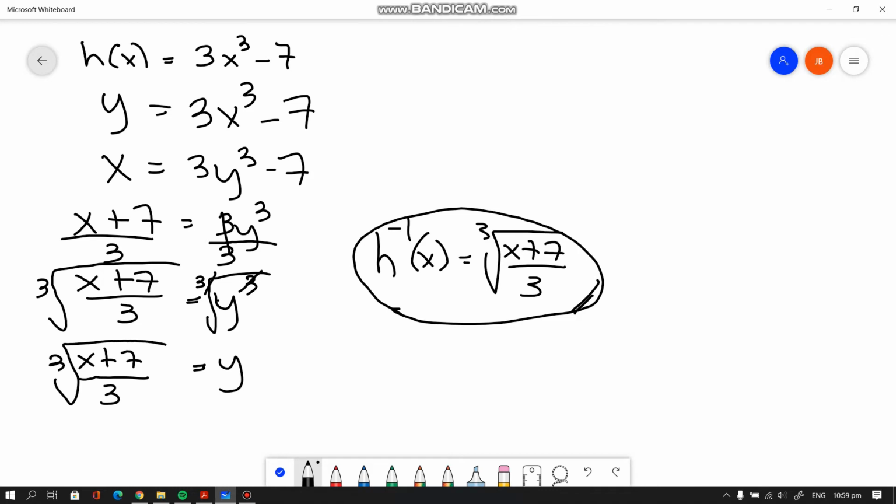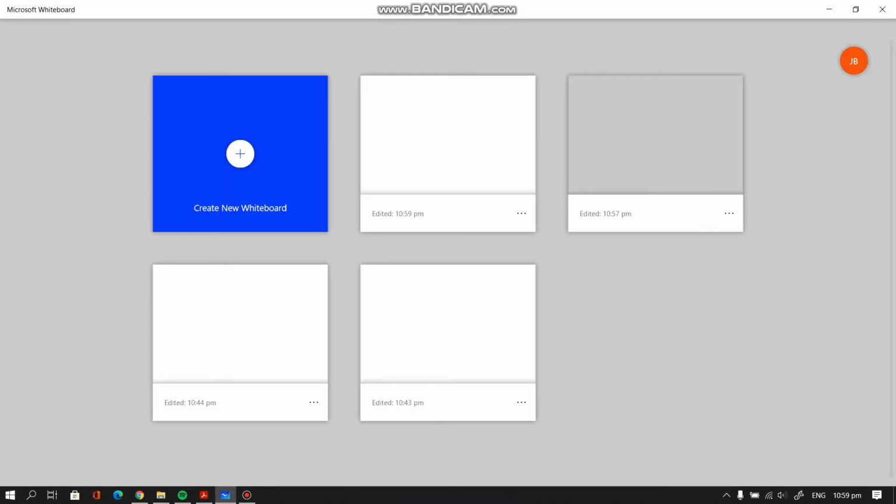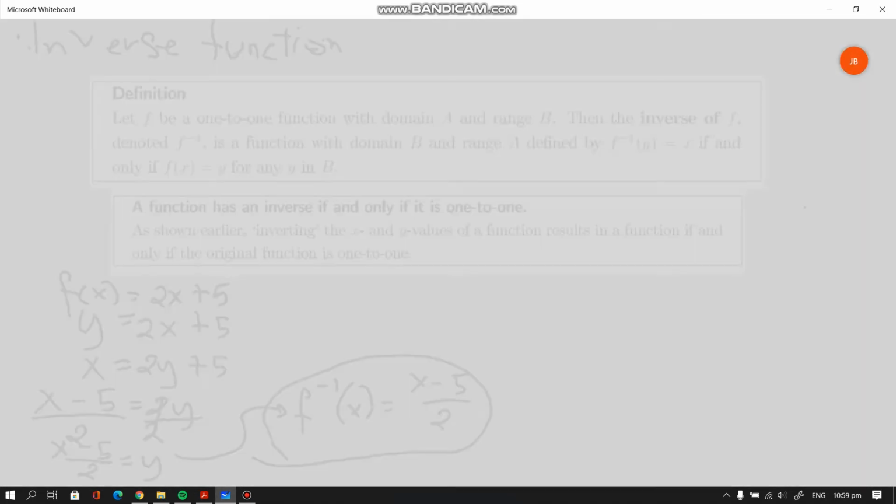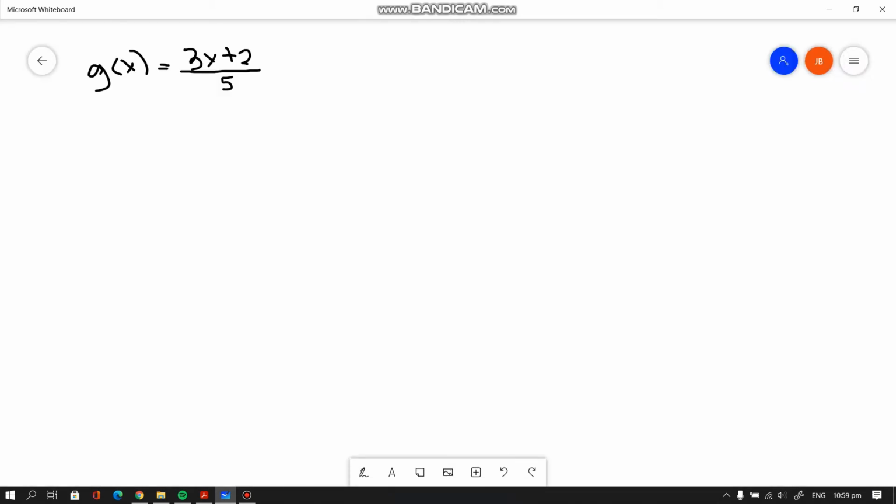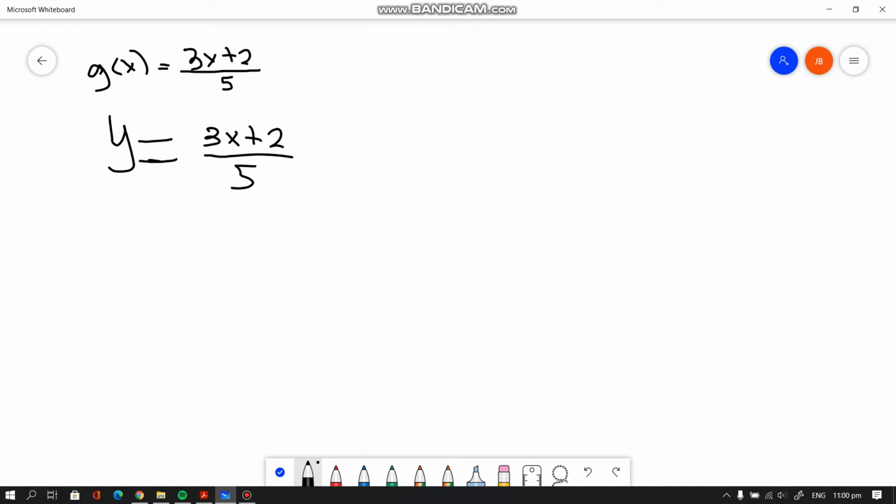Okay? So, next example. Let's try this one. So, g of x is equal to 3x plus 2 over 5. Again, to determine the inverse function, write g of x as variable y. So, again, 3x plus 2 over 5. Pagpalitin mo yung dalawang variable natin, so interchange them. Y will become x, then x will become y.